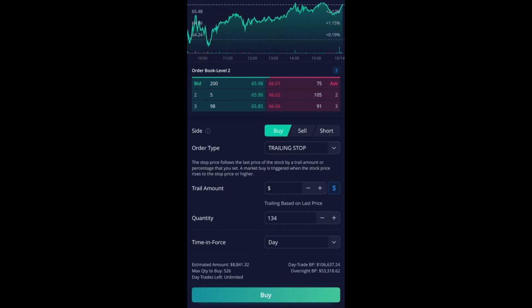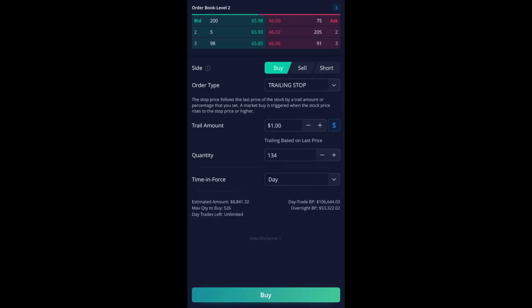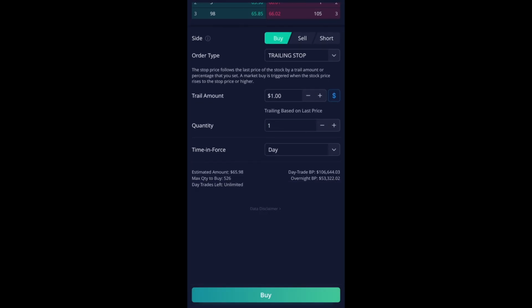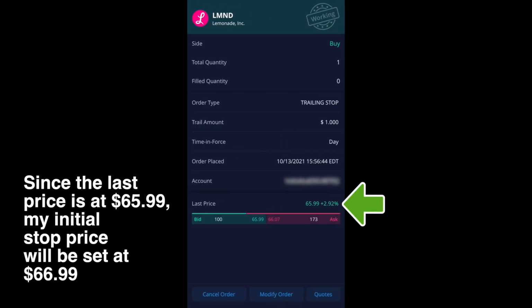So for the trailing amount, I'm going to just hit $1, and if you want to change it to percentage, click on the dollar sign and it'll switch to a trail percentage. So right now I'm going to switch back to $1, the dollar amount, and then click $1. And then for the quantity, you could change it to just as many as you want, but for this example, I'm going to just do one. So notice that this is what I set it at and it's ready to go. If I hit buy, it's going to just go in a queue as a working order, and it'll only execute if it goes higher and higher and it hits the trailing stop.